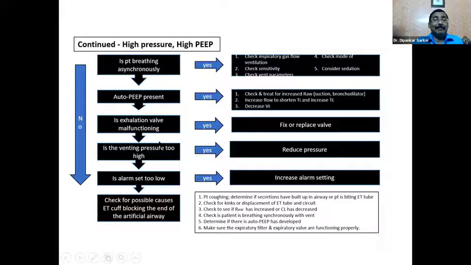The commonest cause of asynchronous breathing is pain and anxiety. If auto-PEEP is present, disconnect the circuit and relieve the auto-PEEP. If the exhalation valve is malfunctioning, replace the valve. If the ventilator pressure is too high, reduce the pressure. If the alarm is too low, adjust the alarm.